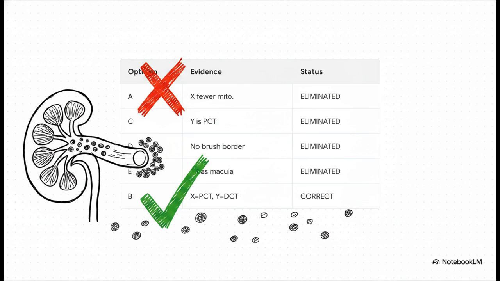It claims tubule X, the PCT, contains the macula densa. But our source material tells us the macula densa is actually a specialized region of the DCT, so that's eliminated. That leaves us with option B. Tubule X with the fuzzy, dark cytoplasm is the high-energy PCT, and tubule Y with the clear lumen is the DCT. This is spot on.